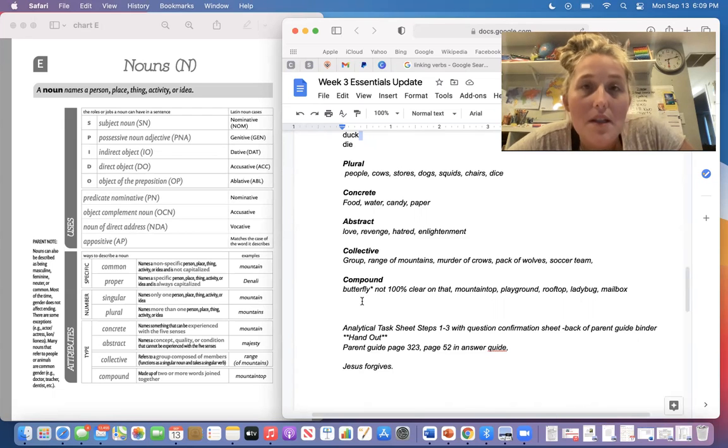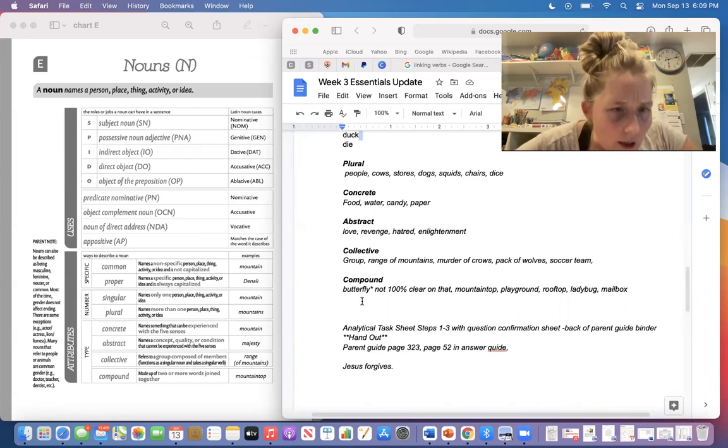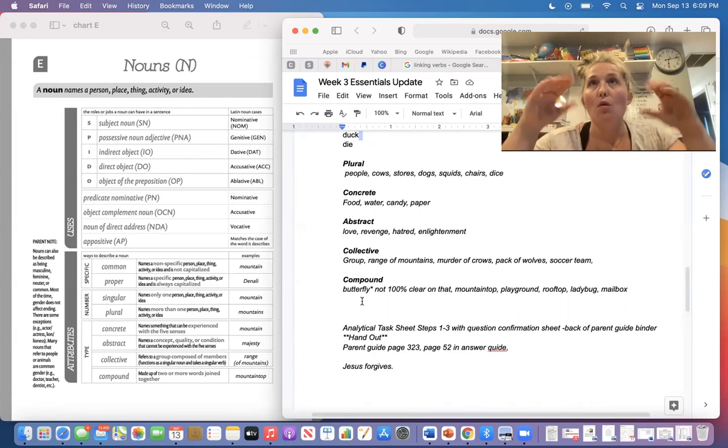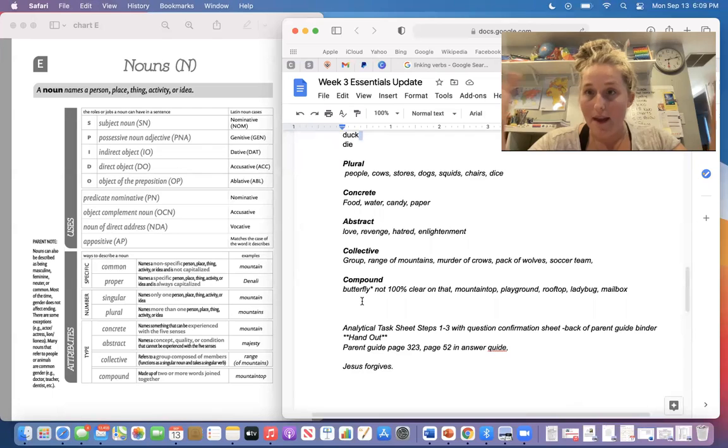Then we have collective. So this tells us something that is in a group. So we have a range of mountains, a murder of crows, a pack of wolves, a soccer team, anything that brings something together and makes it seem more of a group, okay? It's a group composed of members, functions as a singular noun and takes a singular verb. So, for example, the mountain range was very big. Even though you can envision multiple mountains in that mountain range, it's one mountain range.